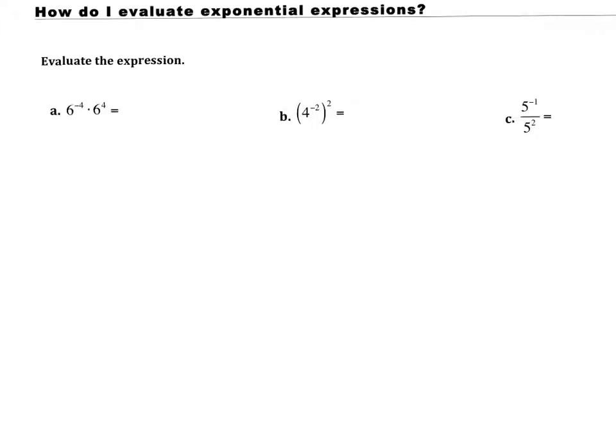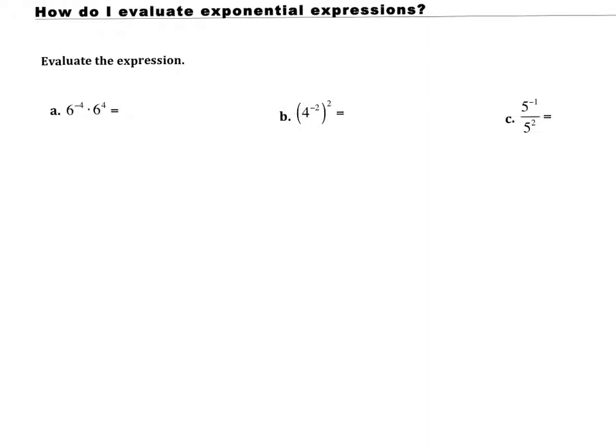In this lesson, you're going to evaluate exponential expressions by using zero and negative exponents. Alright, so let's go ahead and evaluate these expressions. And we're going to want to do this by, in the end, we want to have positive exponents. Alright, so I've got 6 to the negative fourth times 6 to the fourth.